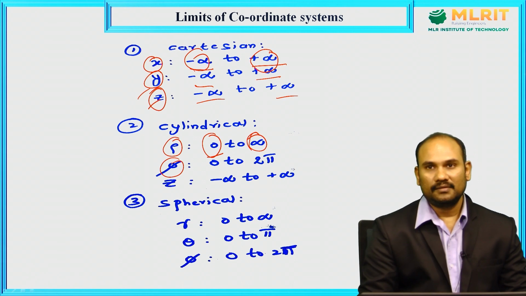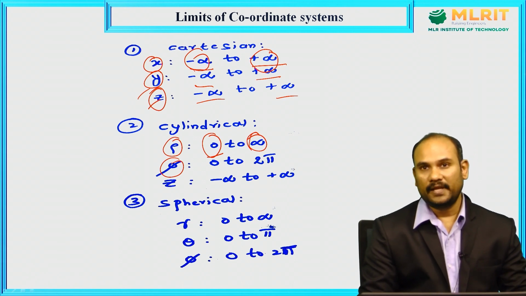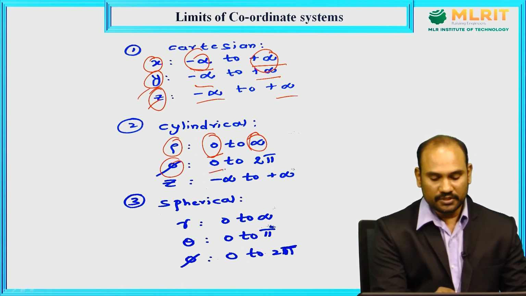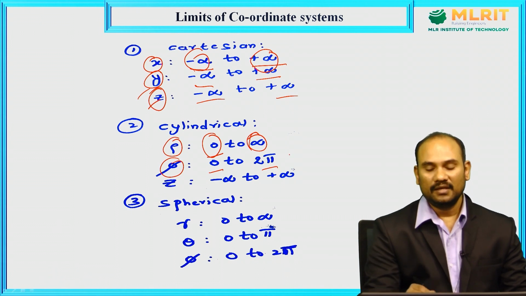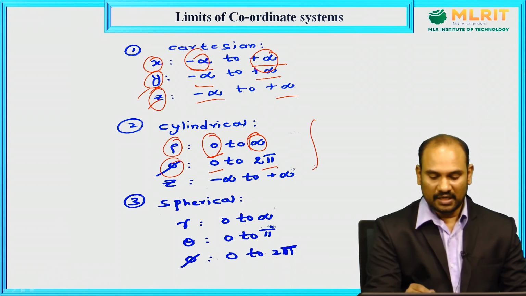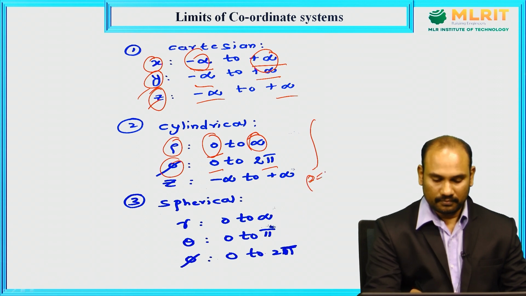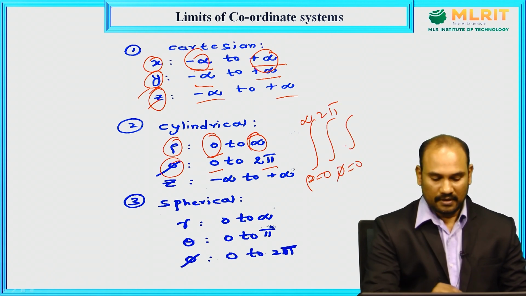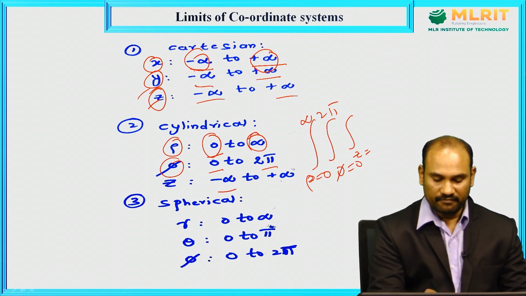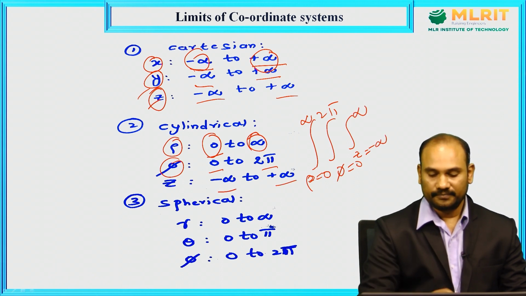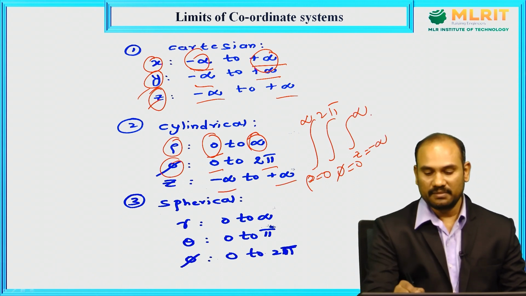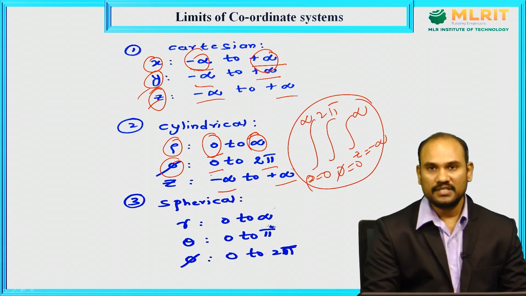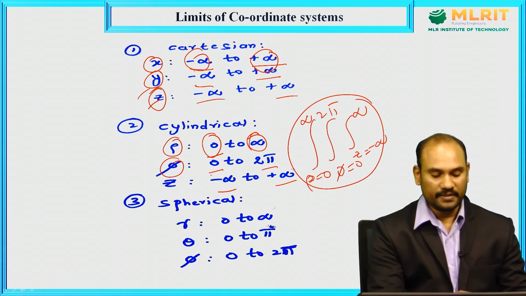Next, you have phi, the angle measured in the azimuthal plane, horizontal plane. It goes from 0 to 2 pi. That means mathematically, when you integrate, you take the limits of rho going from 0 to infinity, phi going from 0 to 2 pi, and z going from minus infinity to plus infinity. Like this you compute integrals. This is a mathematical way. So, for that you need to have these limits of integrals or limits of these coordinates.